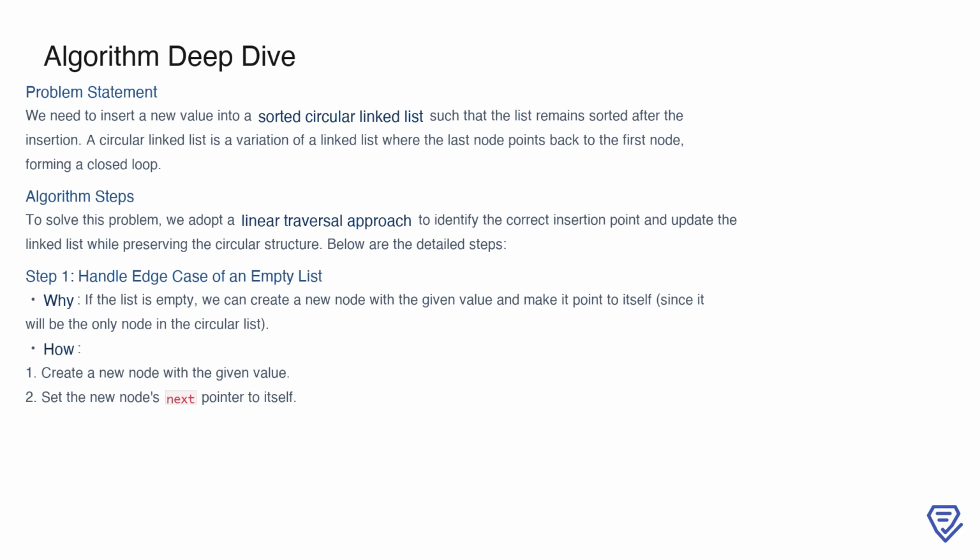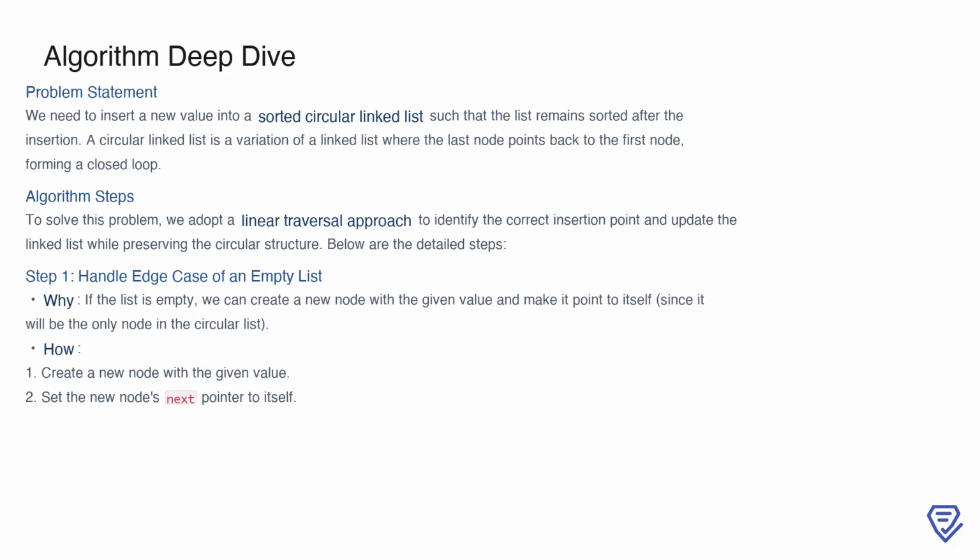In this problem, we are working with a sorted circular linked list, which is a unique variation of a linked list where the last node loops back to the first node, forming a closed structure. Our goal is to insert a new value into this list while ensuring the list remains sorted after the insertion. To achieve this, we use a linear traversal approach that helps us identify the correct position for the new value and update the circular structure appropriately.